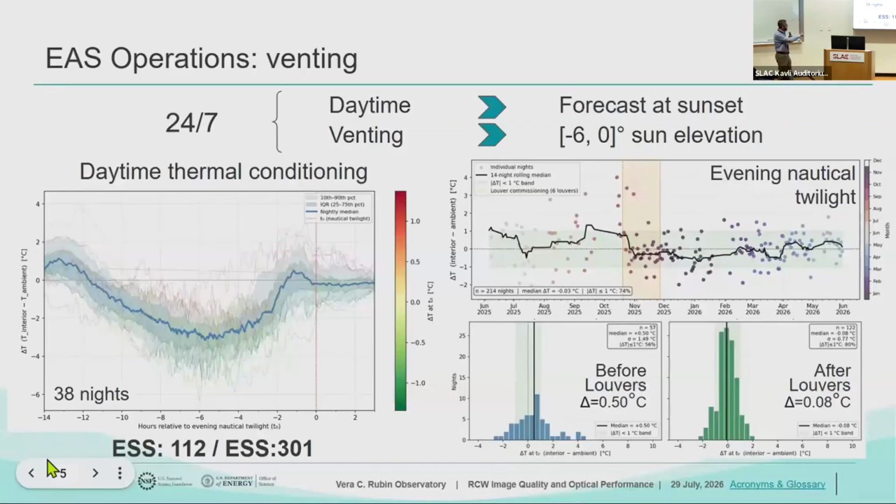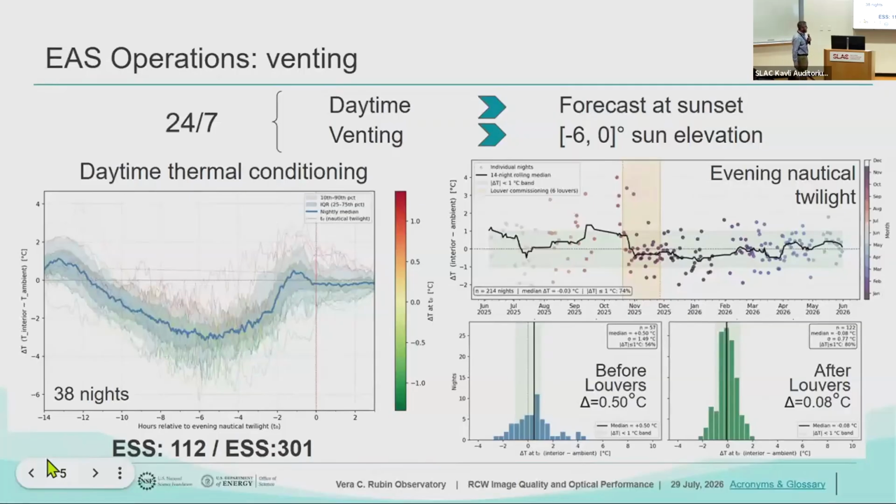So this is during the day. And on the right shows how spot on we were at the start of observations throughout a year of commissioning and early operations. So this is how close we got to the inside and outside dome environment being even throughout the months. And you can see that orange box in the upper right panel, that is when we got the first 6 louvers working.